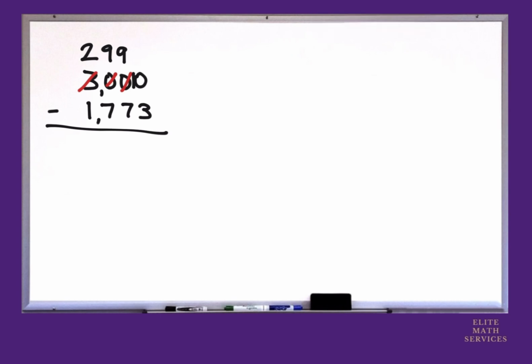And now we can subtract. So 10 minus 3 gives us 7. 9 minus 7 gives us 2. 9 minus 7 again gives us 2. And 2 minus 1 gives us 1. For a final answer of 1,227.